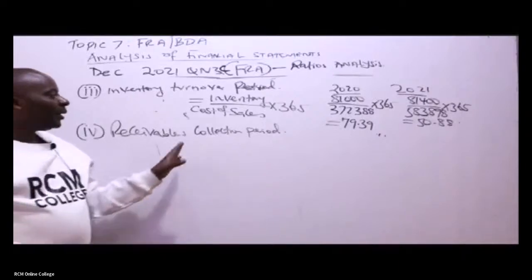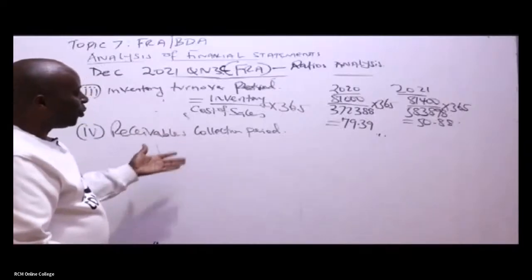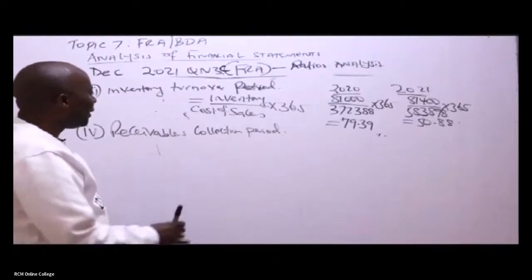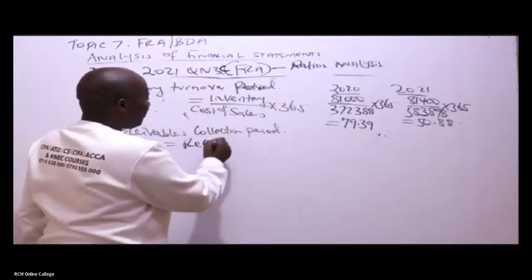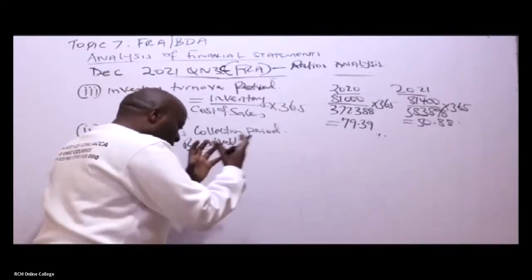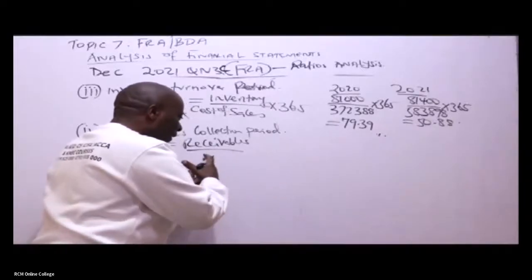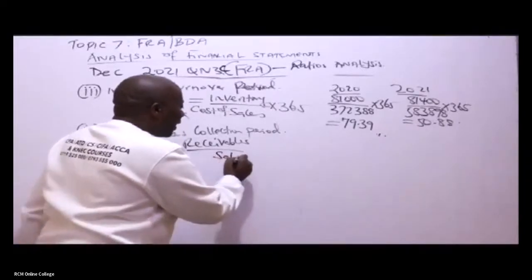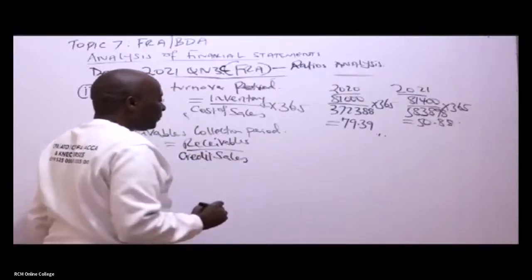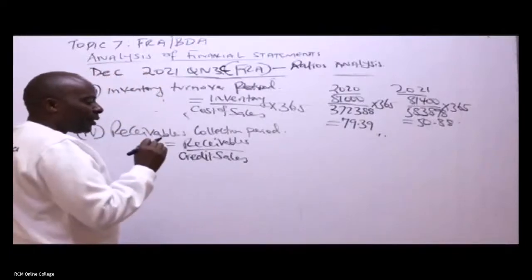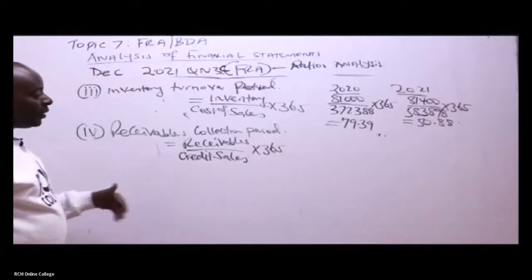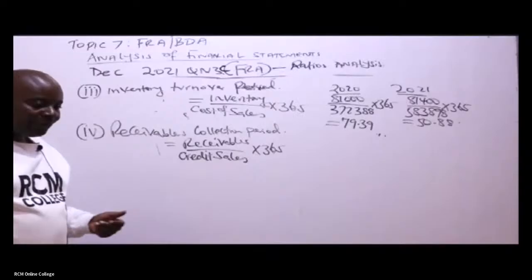Ladies and gentlemen, this one is very close and similar to the previous period. So here, I will take receivables, what I expect to receive. But remember, what I expect to receive is a function of sales. So I can't divide by cost, it will be sales, and to be precise, the credit sales, times 365 days. This will become clearer as we progress.